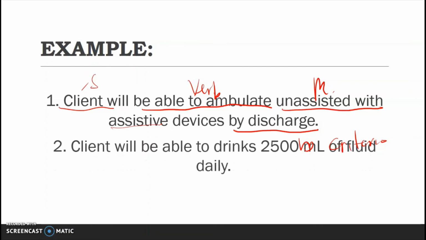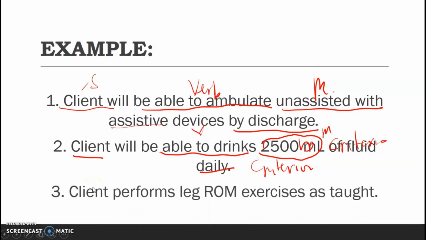Another one: client will be able to drink 250 ml of fluids daily. Again, client is the subject, able to drink is your verb, 250 ml is your modifier, and daily is your criterion. Another: client performs leg ROM or range of motion exercise as taught. For this one, client is your subject, perform leg ROM exercise is your verb, and as taught is your modifier.